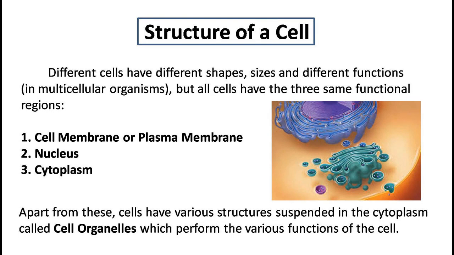Different cells have different shapes, sizes, and different functions, but all cells have the same three functional regions. As you can see in the picture, they have the cell membrane or the plasma membrane, the nucleus, and the empty space, that is the cytoplasm. Apart from the three, cells have various structures suspended in the cytoplasm called cell organelles, which perform various functions of the cell.